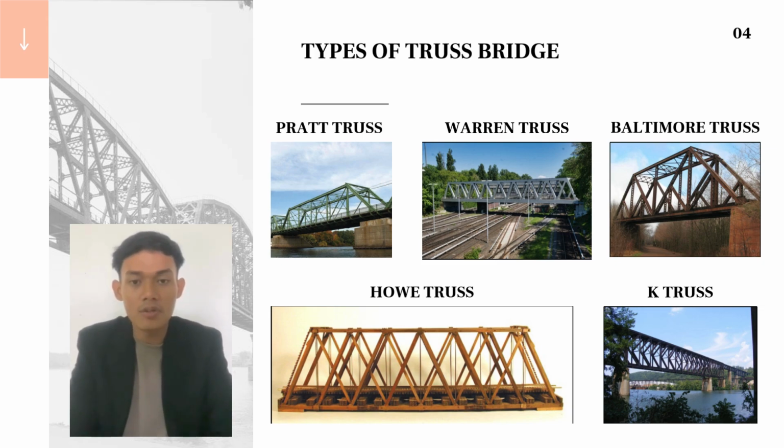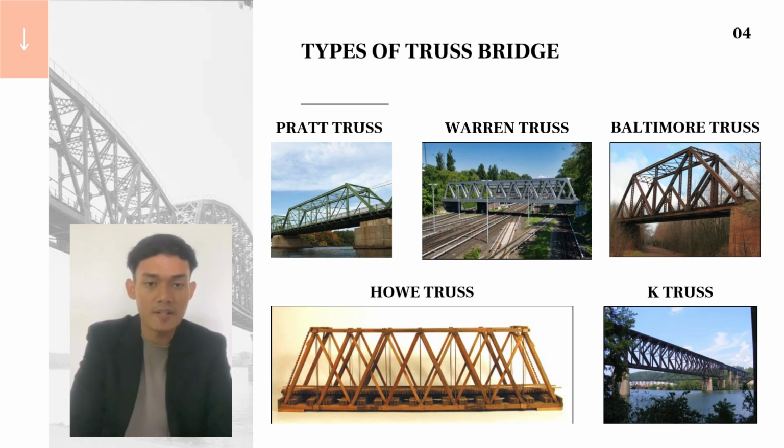Third, Baltimore truss. An evolution of the Pratt truss, the Baltimore truss incorporates additional members to handle increased loads and longer spans, commonly used in railway bridges. And next, Howe truss. The Howe truss has diagonals sloping towards the bridge ends and handles compression better, making it suitable for longer spans and heavy loads.